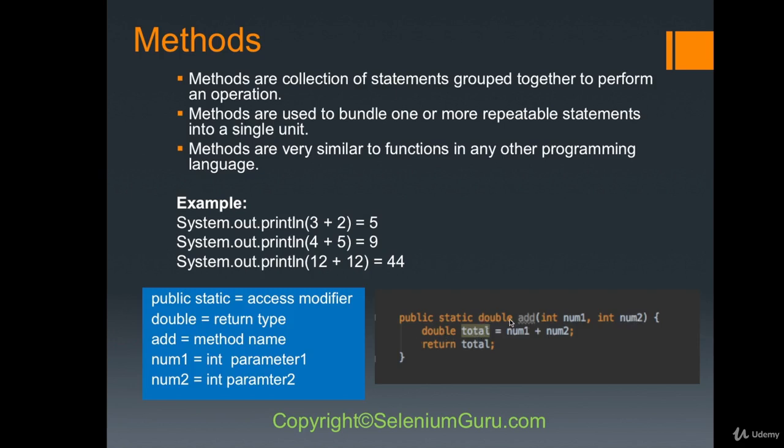That's why it has double, okay? And add is actually a method name, right? This method name here is add, okay? So you can name anything you want. So here num1 is my first parameter, which is an integer, and num2 is my other parameter. So this is a method. Now you can use the add method any number of times. If you want to add two integers, you can call this add method n number of times.